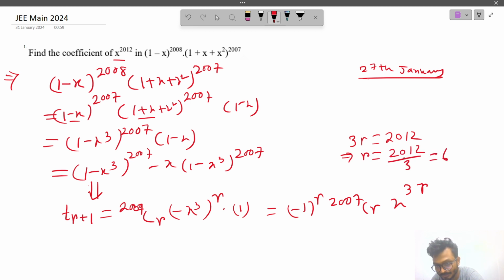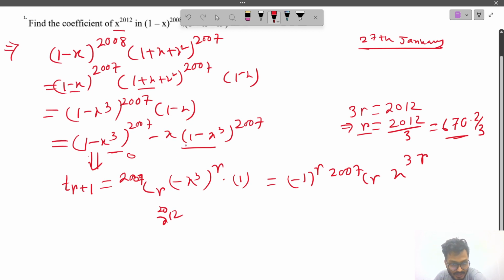This is 670 point something, 2 by 3. But r cannot be like this. r will be an integer. So the coefficient of x to the power 2012 in that expression is 0. Similarly, we have to find for this one. In that case it will be similar, but the power of x will increase by 1. So what will be in that case?